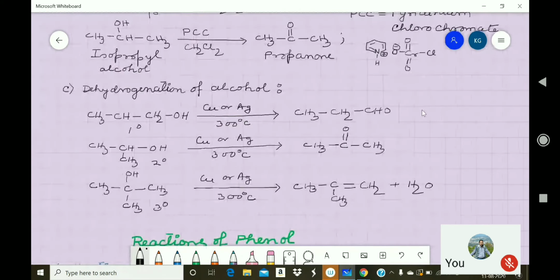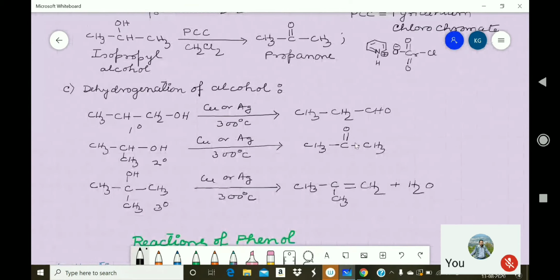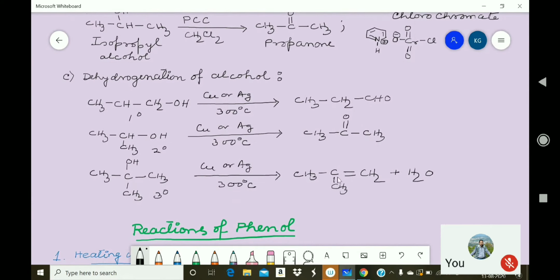Now, this can also be achieved by dehydrogenation of 1 degree and 2 degree alcohol when they are heated with metallic copper or silver at around 300 degrees Celsius. Primary alcohol gives the aldehyde by dehydrogenation. Secondary alcohol gives ketone. But for tertiary alcohol in this process, dehydration takes place instead, which results in formation of alkene.